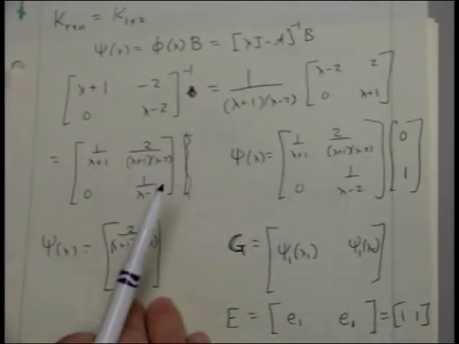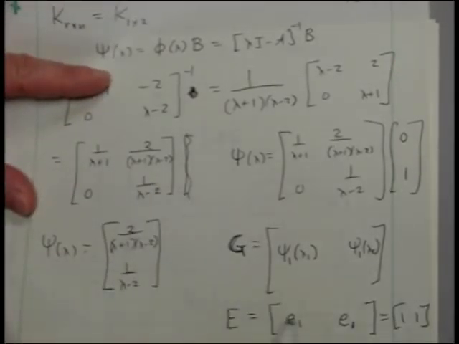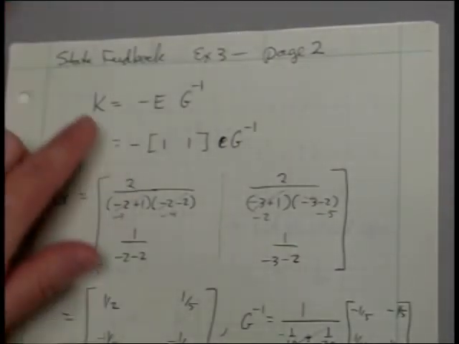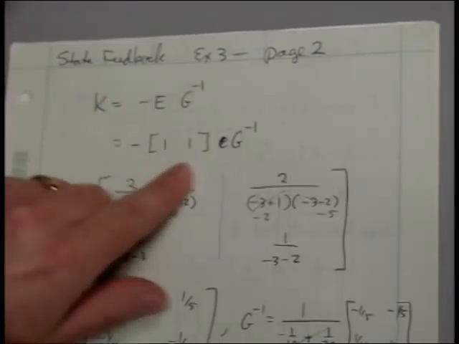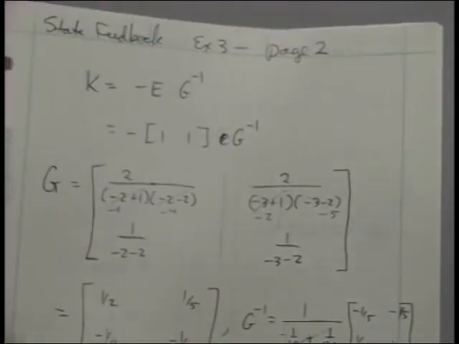Since the dimensions of the problem are such that E is only a 1 row vector, we only have a 1. If this was a 2 by 2, we'd have a 1 0, 1 0. If it was a 3 by 3, we'd have a 1 0 0, and so forth. It would be a unit vector with 1 in only one position, zeros everywhere else. Continuing this example, to find K, you take negative E times G inverse and continue through the problem.